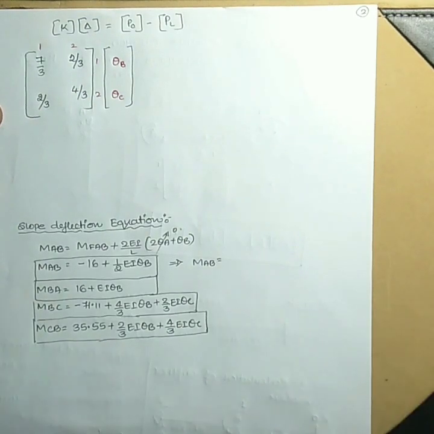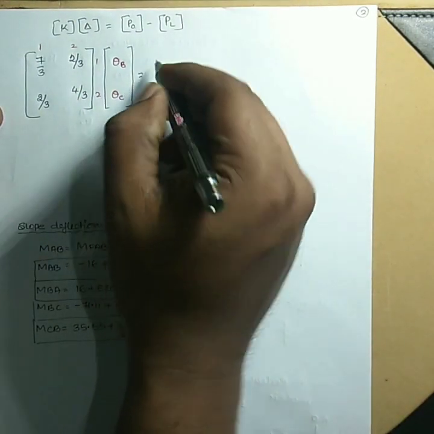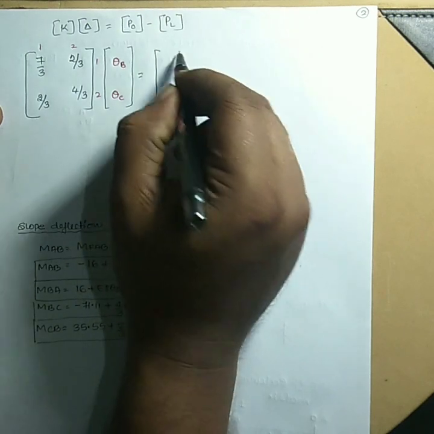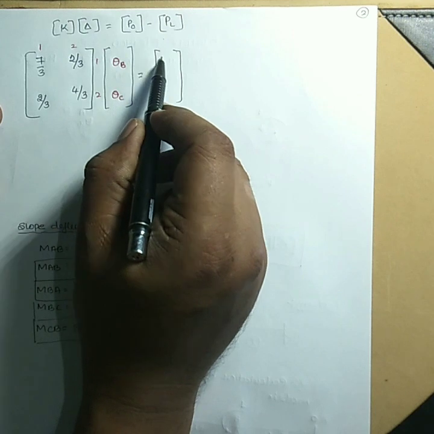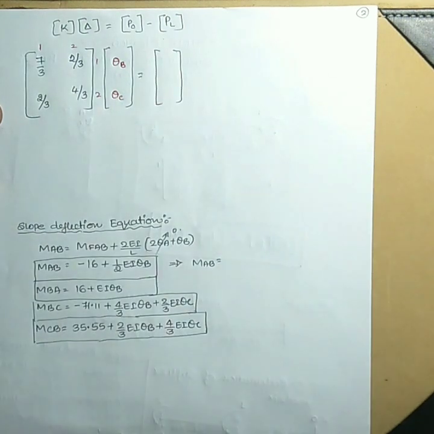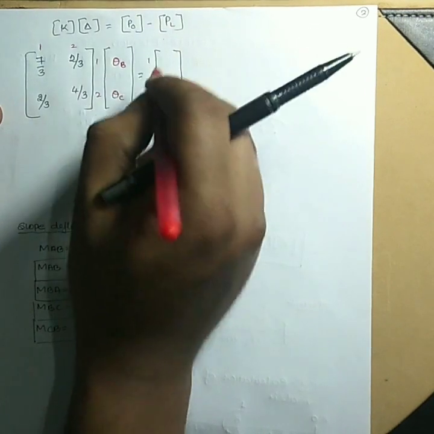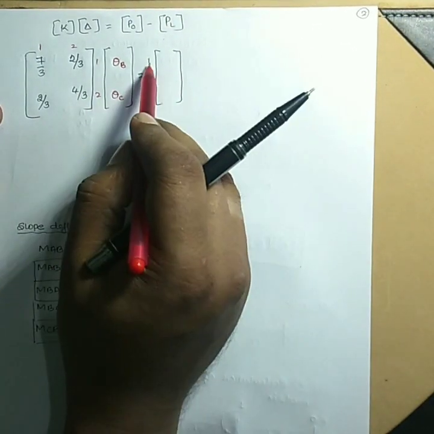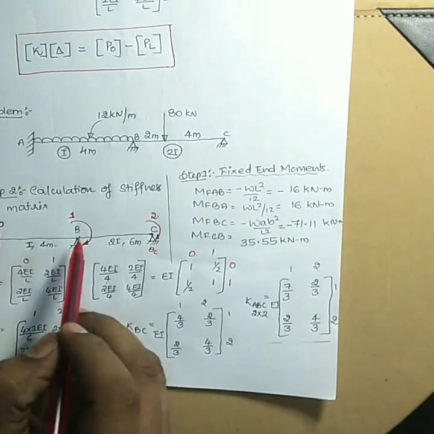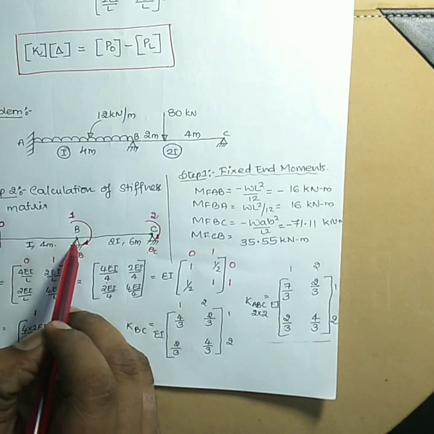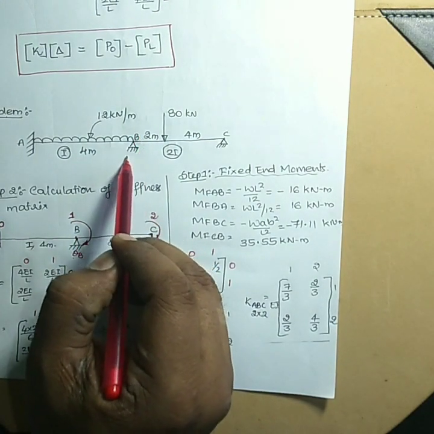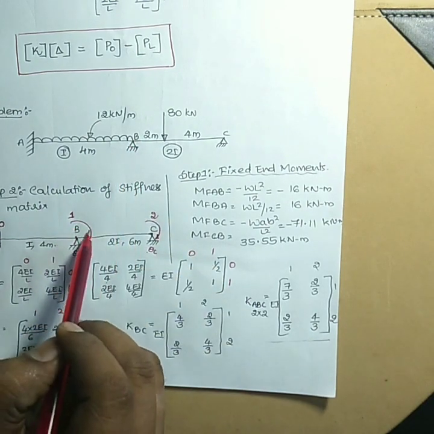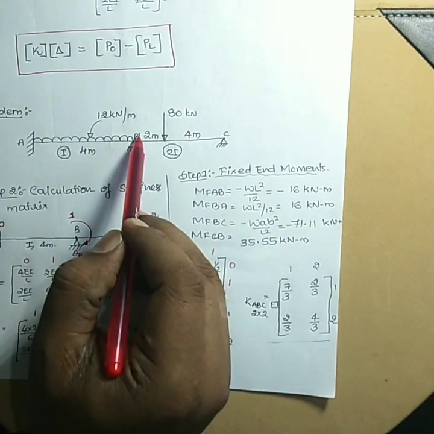Okay, this is equivalent to P naught. Again, P naught for the first direction, P naught for the second direction. P naught for the first direction is nothing but, if there is any external moment, the first direction point is point B. If there is any external moment acting at point B in the same direction as direction number 1, then that value is considered as P naught.